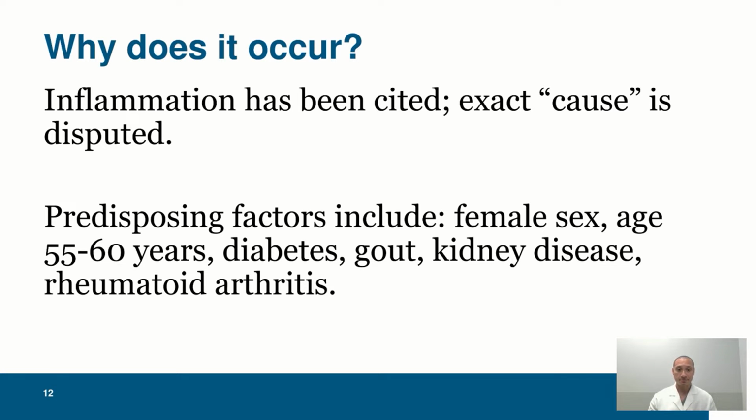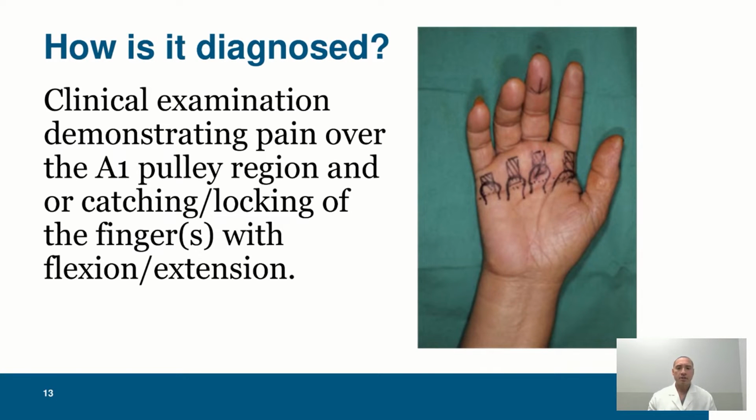Next slide, please. So, diagnosis of trigger finger is entirely clinical. Typically, you'll have pain in the palm over what is known as the A1 pulley region. So we see in this picture here the little rectangles with the hash marks there, that indicates the A1 pulley region.